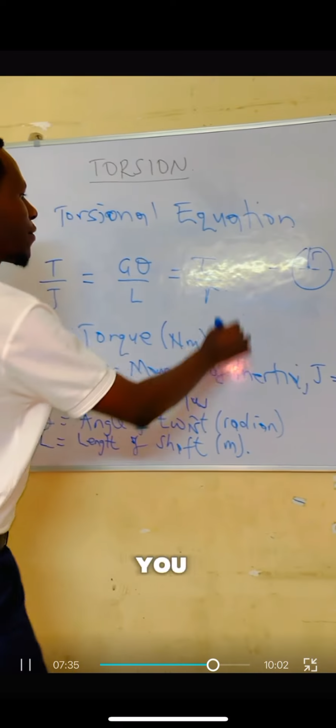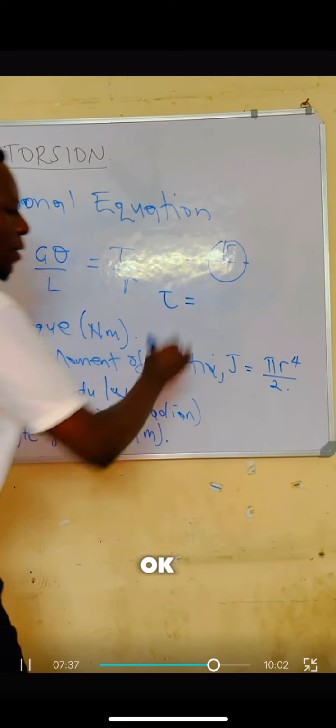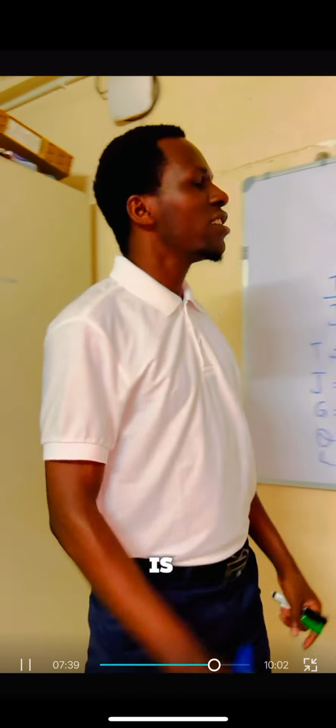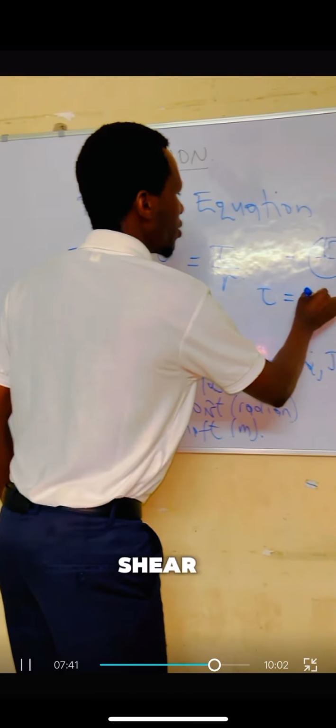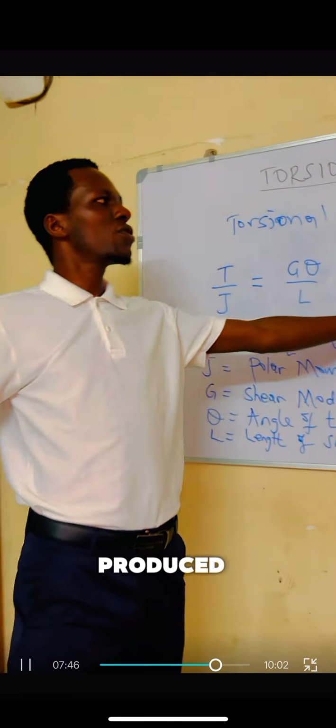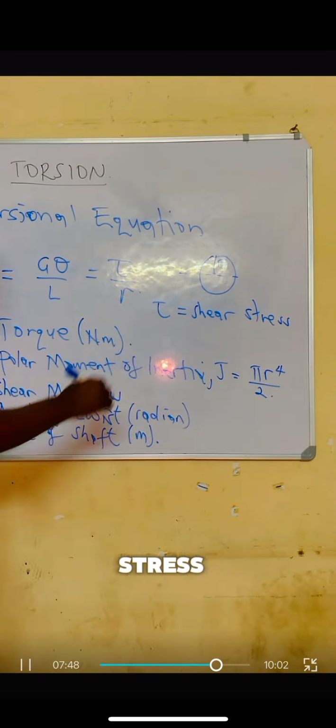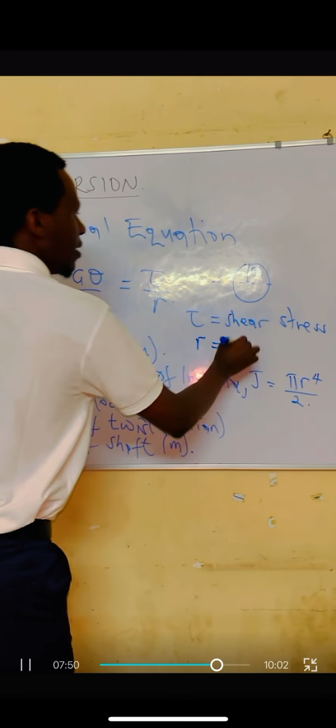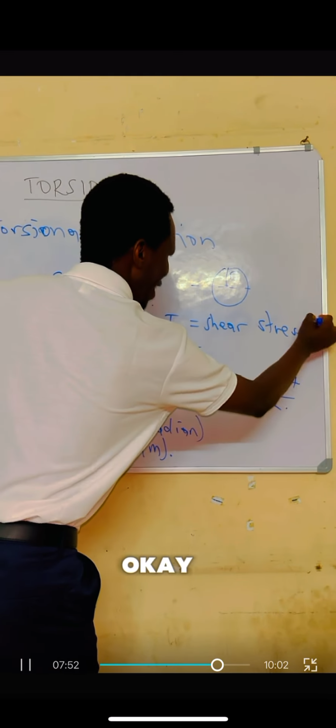So we're left with two terms here, the two letters here, if you can see. This is tau. Tau is shear stress. Remember, shear stress is the stress that is produced due to twisting. And then we have R. Definitely this one is in Pascal.